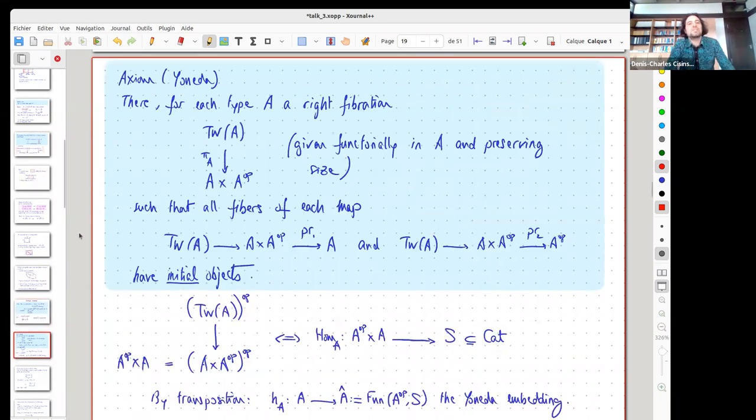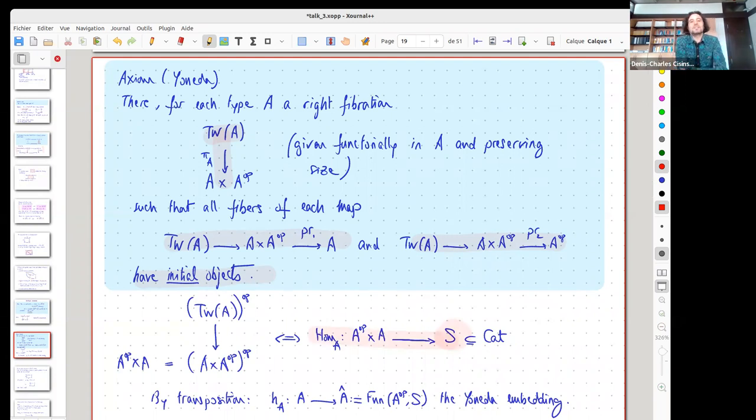And finally, we could ask that there is a unit embedding, that is, you ask that there is a right fibration. Usually I work with left fibrations, but I think that this notation, at least in Kerodon or Lurie, really is for the right fibration. So I introduce it this way. You ask that functorially in A, we can produce a right fibration like this, such that whenever you project using the obvious projections, all the fibers have initial objects. And of course, because it's a right fibration, it is classified by a functor with values in groupoids. And this you call the hom.